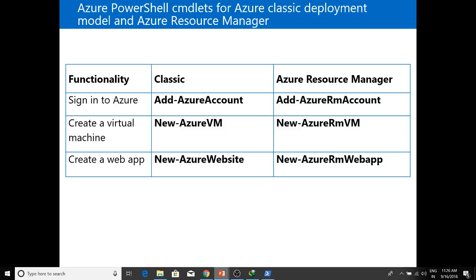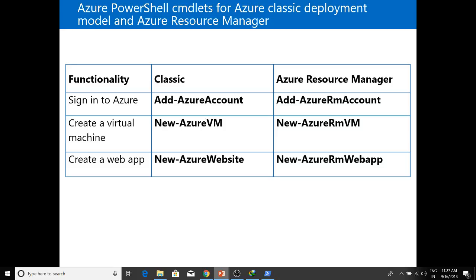Okay, a lot of different commands have changed in Azure. In the classic model, the commands were Add-AzureAccount, New-AzureVM, New-AzureWebsite to create a virtual machine. Now all the new cmdlets have not changed a lot, but the only thing is RM has been appended to them. RM stands for Resource Manager. So this new portal, we call it Azure Resource Manager. The older portal was known as Azure Service Manager. This one is known as Azure Resource Manager, and I'll let you know why it is known as Resource Manager.